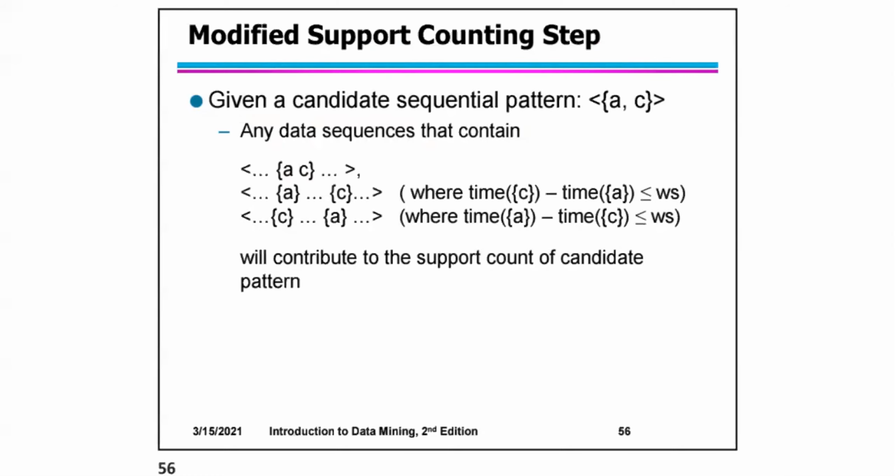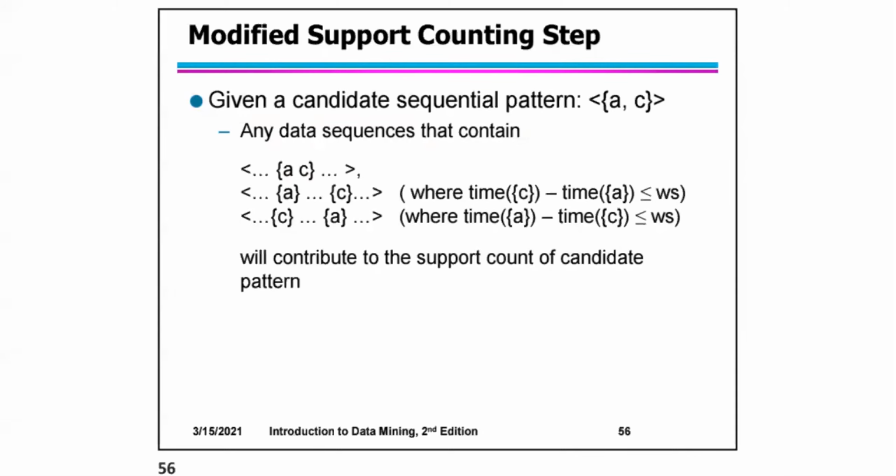For example, consider the problem of counting the support of the sequence PQ, with window size WS equal to 0, minimum gap equal to 0, maximum gap equal to 1, and maximum span equal to 2. These are the four values you have to know. Now we compare the different counting methods.